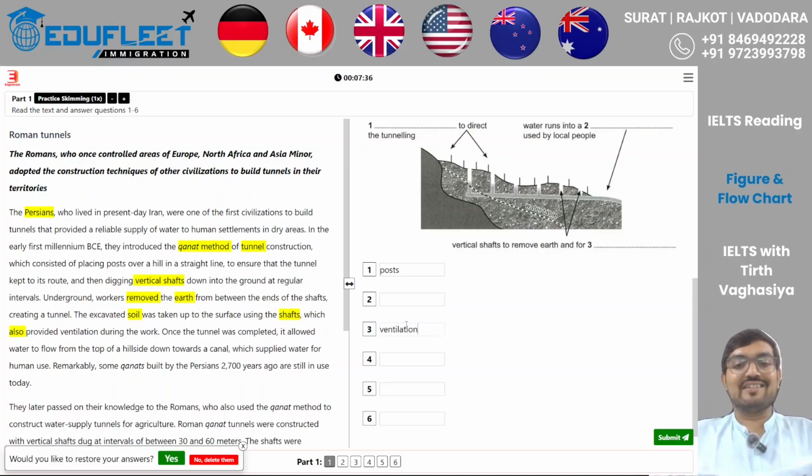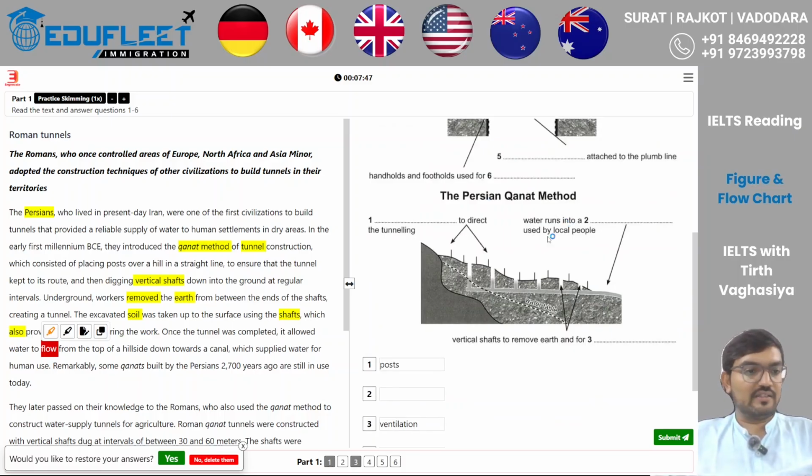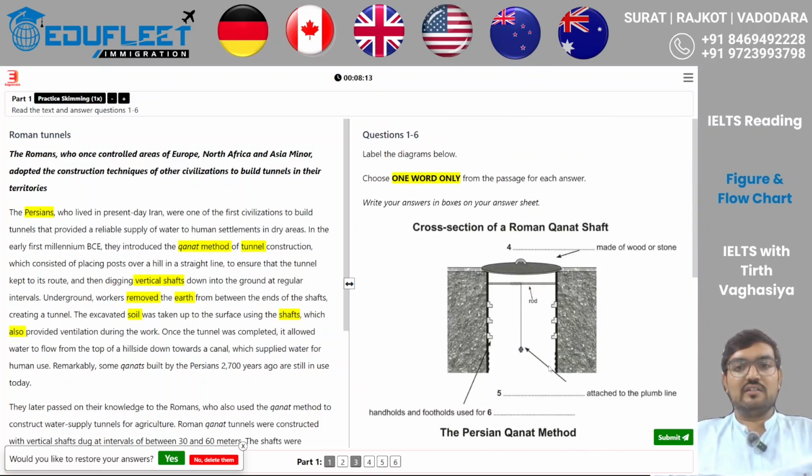So pay attention, your answer can be in a different order, but your paragraph has to be in the same order. Once the tunnel was completed, it allowed water to flow. Water runs from top of the hillside down towards a canal. So water is running into canal which supplied water for human use. So that means local people. My answer of second is canal. So this way, just go through line by line and get your answer correct. Right? Let's follow the same for this.